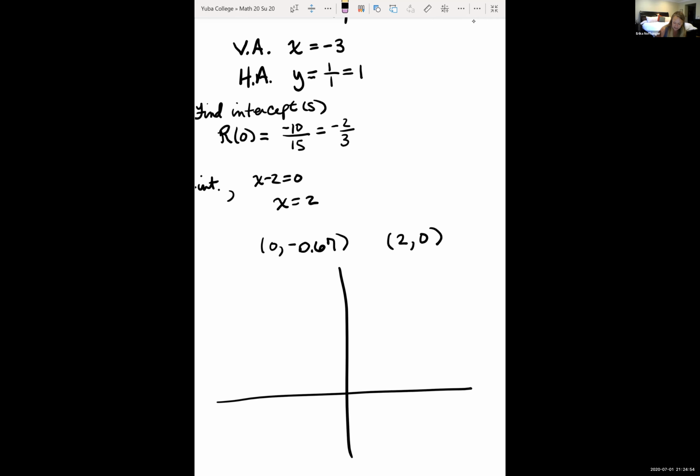So the vertical asymptote was at -3. So I'm going to put a dotted line at x equals -3. The horizontal asymptote was at 1. So I'm going to put a horizontal dotted line at 1.